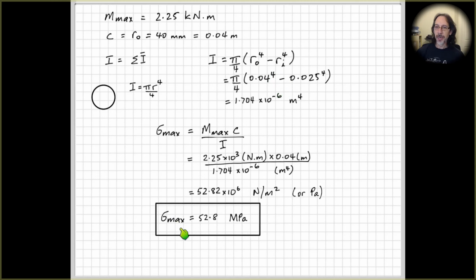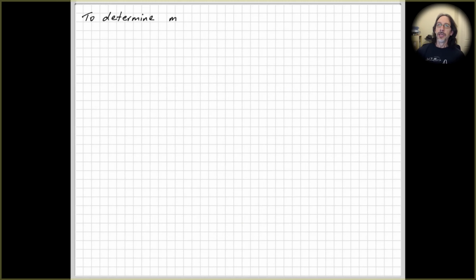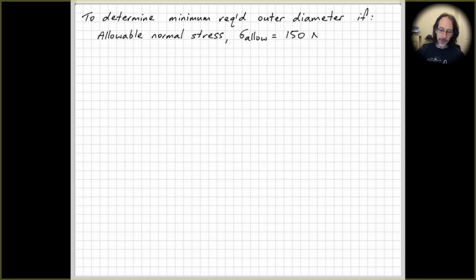So yeah, just finishing that part of the problem. The maximum stress was 52.8. So to determine the minimum required outer diameter, if the allowable normal stress was 150 megapascals. Now note that this is not the yield stress.